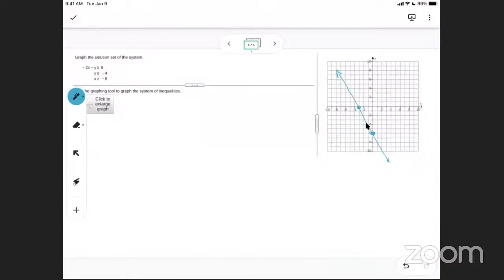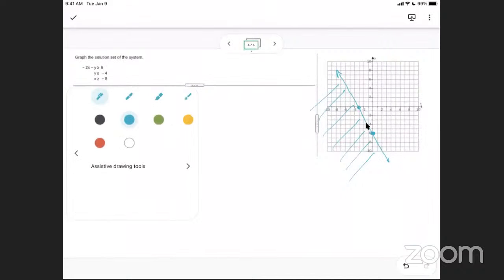Now let's see which way I should shade that. Does (0, 0) work in this equation? If I plug 0 into this, does that work? No, it doesn't. So it's not this way. It's this way. Do you get how I did that?